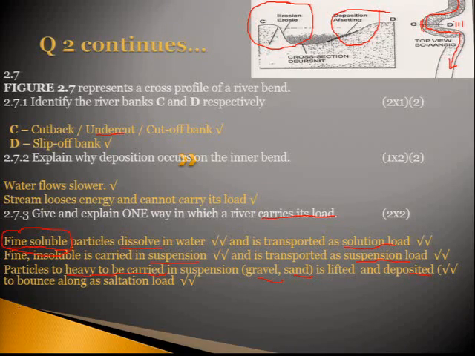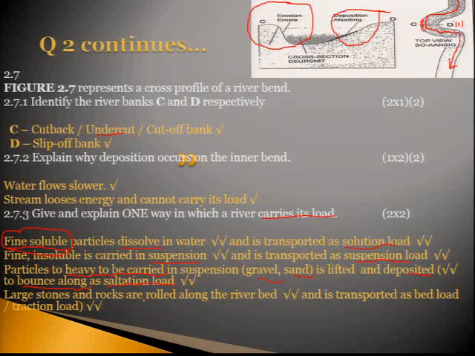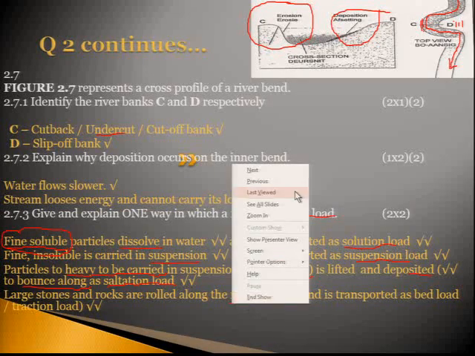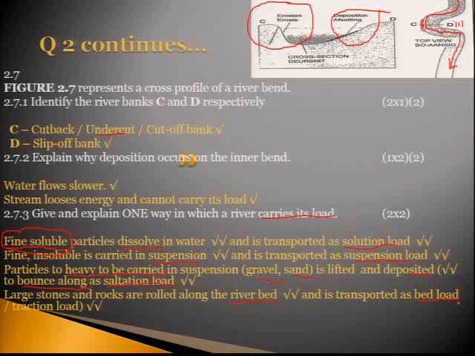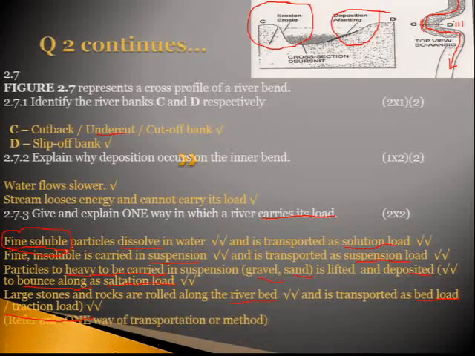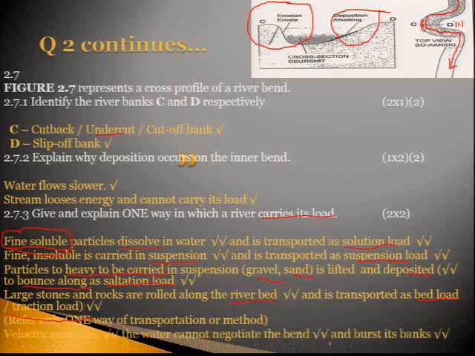Or particles, sometimes you find them to be very heavy, like gravel and sand, which are lifted and then deposited. They will be bouncing along the bed of the river, and then we talk of your saltation load. Large stones and rocks are rolled along the bed of the river and transported as the bed load, or the traction load. Refer to any one of the methods that the learner has given: solution load, suspension load, saltation load, or traction load. The velocity might also increase, and the water cannot negotiate the bend, and it bursts its river banks.